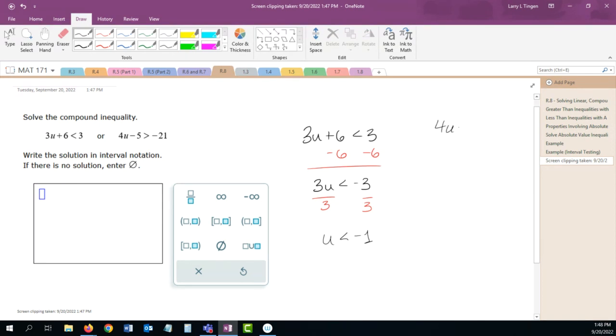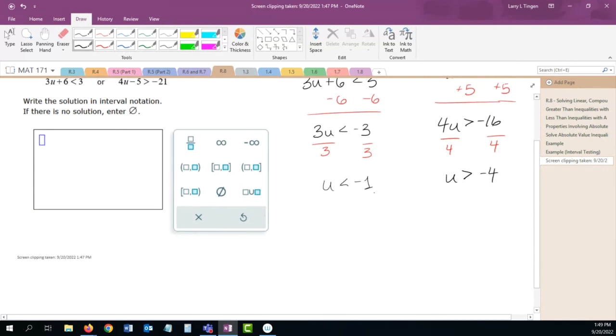My other side says 4u minus 5 is greater than negative 21. Everything with the u is already on the left, so everything without needs to go to the right. Add 5 to both sides, and I'm looking at 4u greater than negative 21 plus 5 is negative 16. I want u to be totally by itself. Divide both sides by 4, and I find that u is greater than negative 4. So, what do we have?